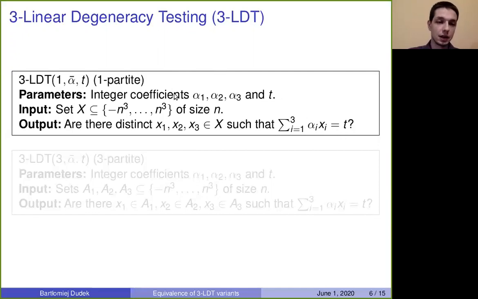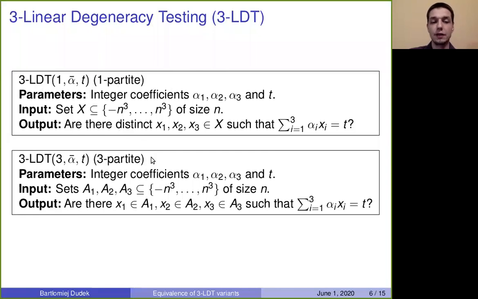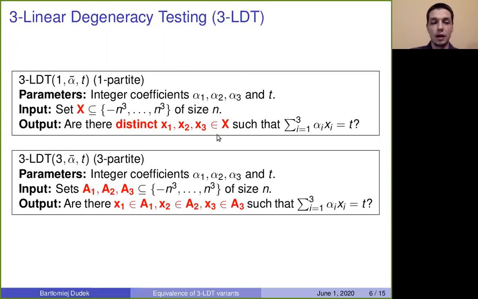Okay, so that's the definition of free LDT with some parameters, but this is one-partite variant of this problem. And the other possibility that we consider in this paper is that the variant is free-partite. So here we have three sets, and we ask if there are three numbers where the first number comes from the first set, the second from the second, and the third from the third, and that they satisfy this linear equation.